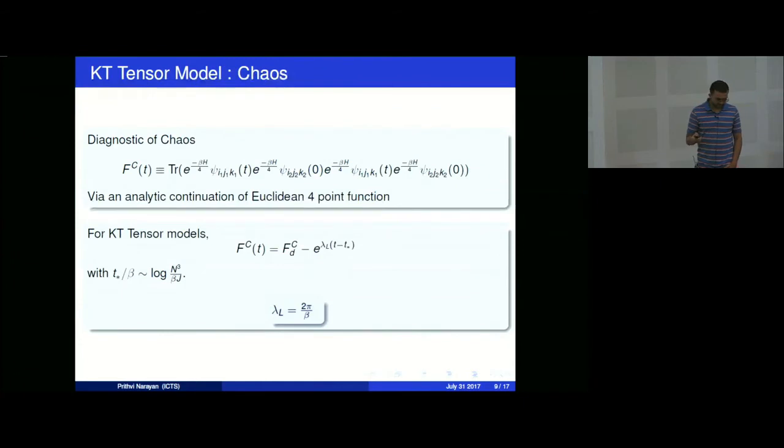So for these KT models, these Klebanov-Tarnopolsky models, it turns out this 4-point function has the following behavior. There is some leading constant, but then there is an exponential falloff, and there are 1 by N, 1 by beta J corrections. But this term can be computed exactly, and lambda L turns out to be proportional to 2 pi by beta, which saturates the chaos bound which was proposed 2 years back, and T star is proportional to log N, and this is a very long time. I again dropped h bar and k here. So this is a quantum bound. So T star also has h bars and lambda L also has h bars.